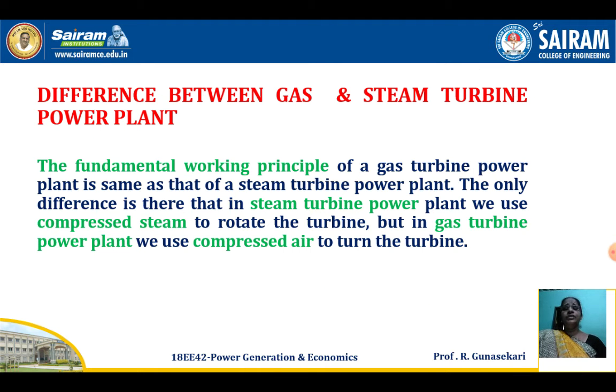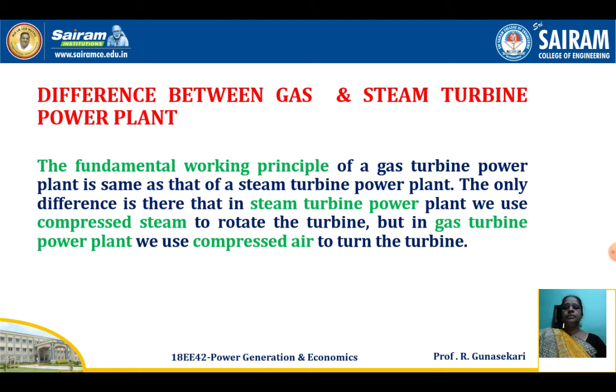Then what is the difference between the gas turbine and the steam turbine power plant? The fundamental principle of a gas turbine power plant is the same as that of the steam turbine power plant. The only difference is that in a steam turbine power plant we use compressed steam to rotate the turbine, but in a gas turbine power plant we use compressed air to turn the turbine. This is the main difference.